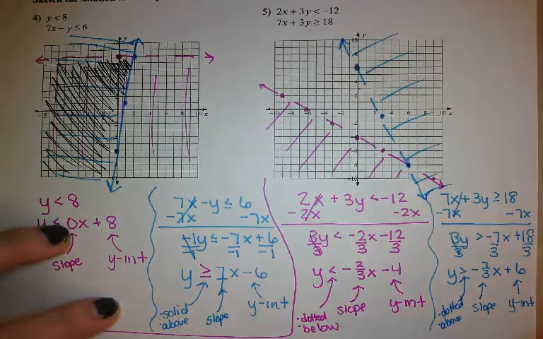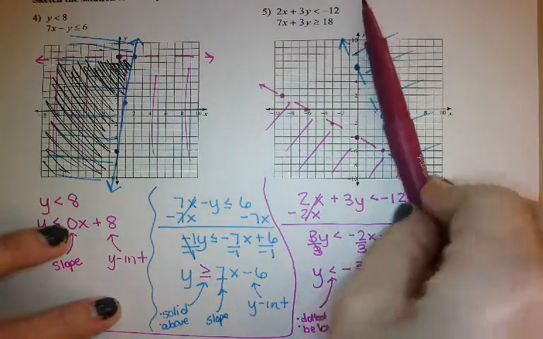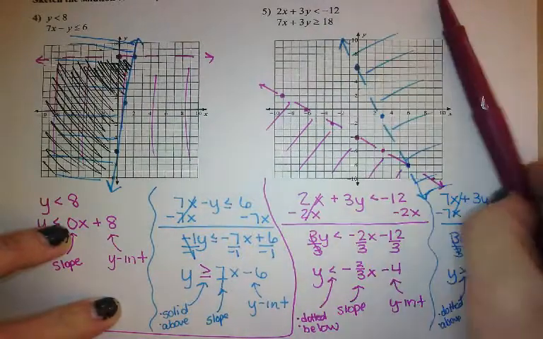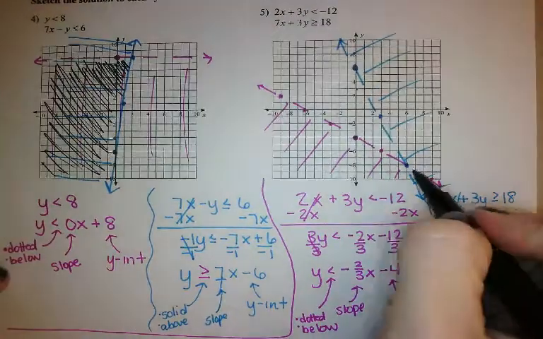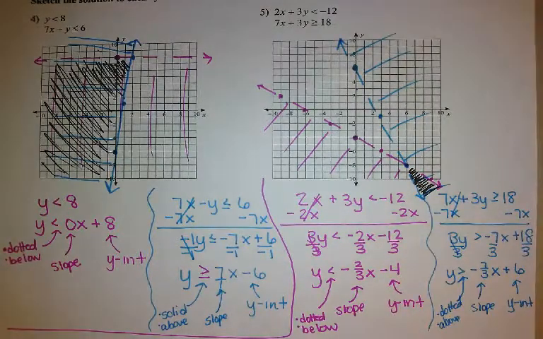Okay, so this one might be kind of hard. Remember, for this one we were shading down. This one we were shading above, so down and then above. So the final region is this little itty-bitty triangular space. And that completes our notes for today.